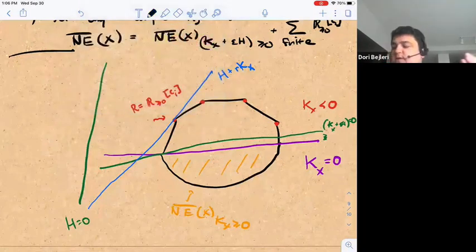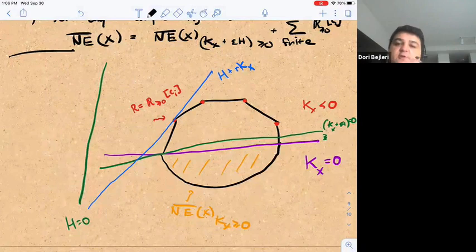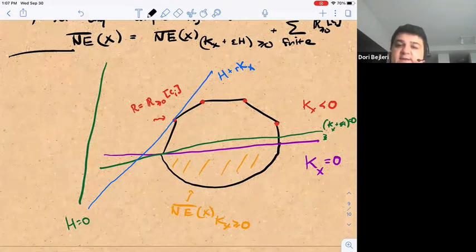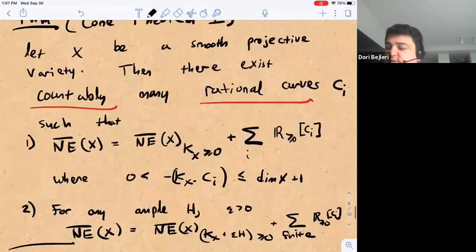So the upshot is that whenever K_X isn't nef, then you can control the geometry of K_X by looking at rational curves on your variety. And in particular, this tells you that if K_X is not nef, there has to be a rational curve. And that's really the starting point of Mori's original proof in the smooth case: the first thing you want to do is produce a rational curve, assuming only that K_X is not nef. Because of course they have to exist according to this theorem.